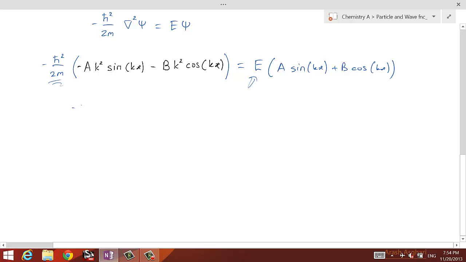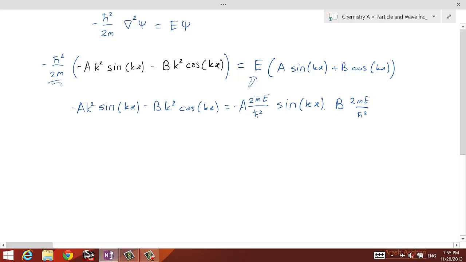So minus a k square sine kx minus b k square cosine kx equal to minus 2me over h bar square, and of course a minus in front, multiplied by this. I'll just multiply it in. Now E, and I push the minus in front and a in here. Then sine kx plus b, 2me over h bar square, and this must be minus. I multiply this coefficient in, and cosine kx.